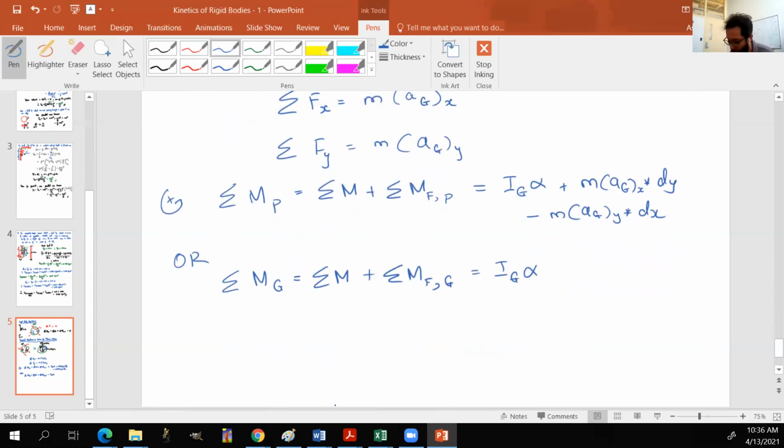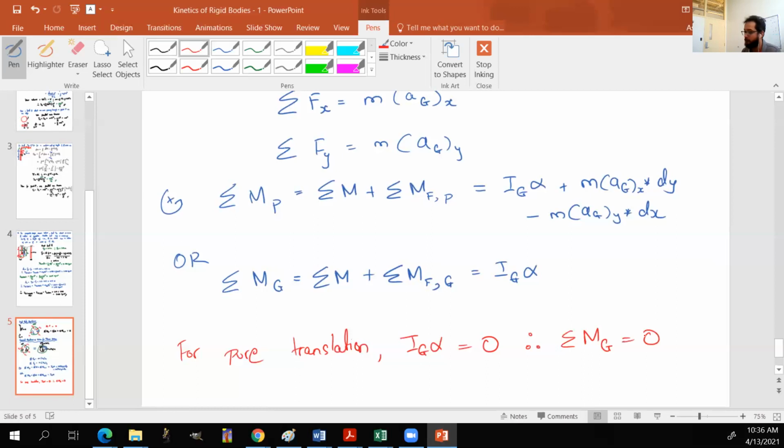All right, and the next two problems that we're going to look at, which will set you up for the next homework, we're just looking at pure translation. So for pure translation, what happens is that this Ig alpha term is equal to 0. Therefore, sum of all moments is equal to 0.